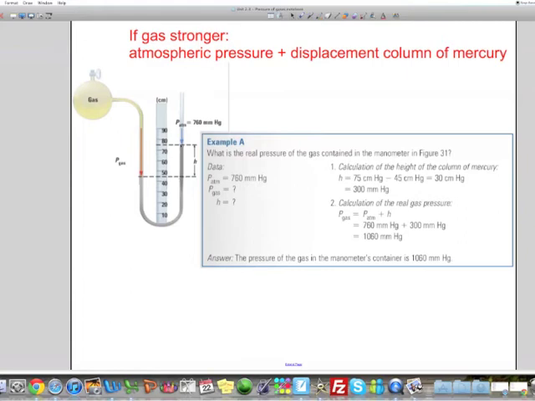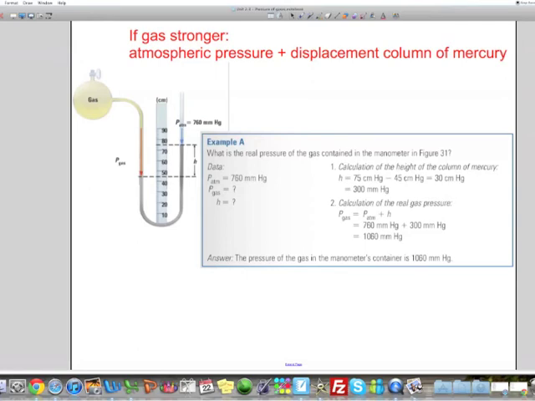And the difference here is actually calculated again for you. It's 300 millimeters of mercury. So if the atmospheric pressure is 760 and the gas is stronger than the atmosphere by this much, that means the gas must have a pressure of 760 plus this difference, which was calculated to be 300. So the total pressure of that particular gas is 1,060 millimeters of mercury. Again, they did not ask you to express it in kilopascal, so you don't have to convert anything.